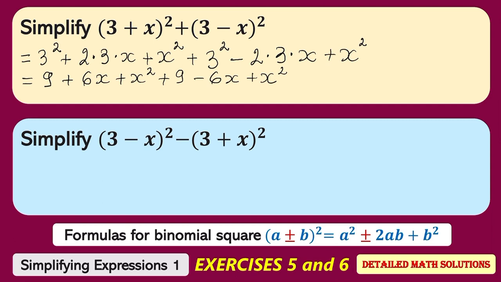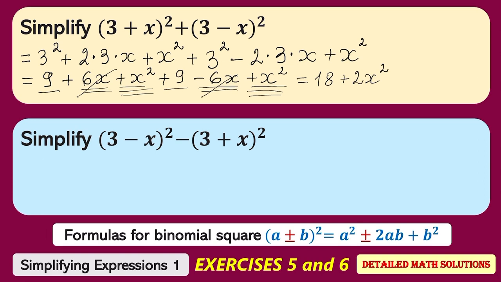Lastly, I need to add all like terms. Like terms are 9 and 9, 6x and negative 6x, and then x squared and x squared. When I add them as pairs, I get 9 plus 9, 18. 6x and negative 6x are the same terms with opposite signs, therefore their sum equals 0, or they cancel out. And then I have plus 2x squared.